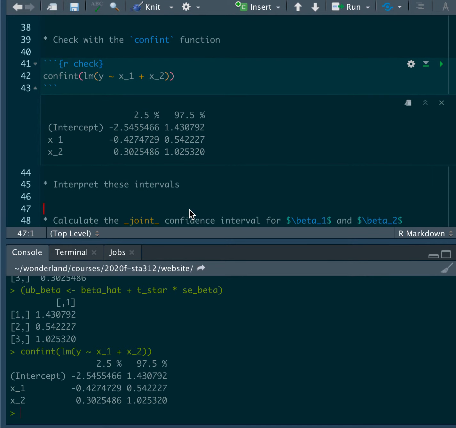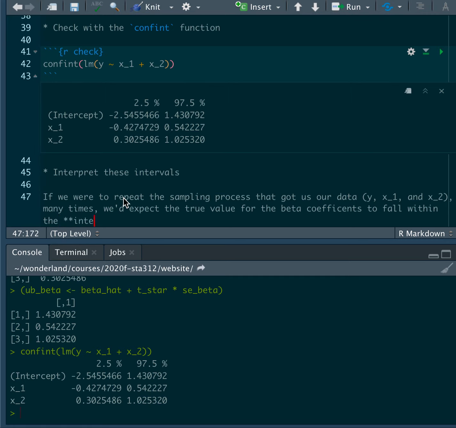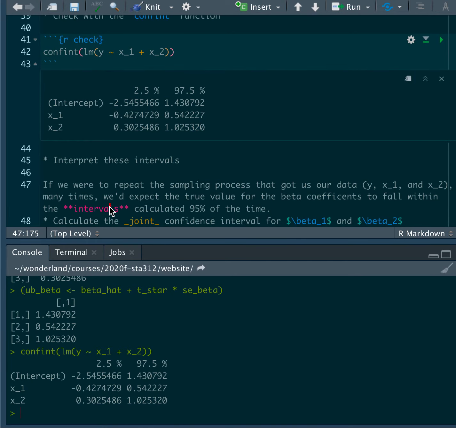Okay, so now this is the tricky part. We need to interpret these intervals. And this is so crucial and so important because I think this is somewhere where in statistical inference we get really tripped up. But what this means is if we were to repeat the sampling process that got us our data, which is our y, x1, and x2, many times, we'd expect the true value for the beta coefficients to fall within the intervals calculated 95% of the time.